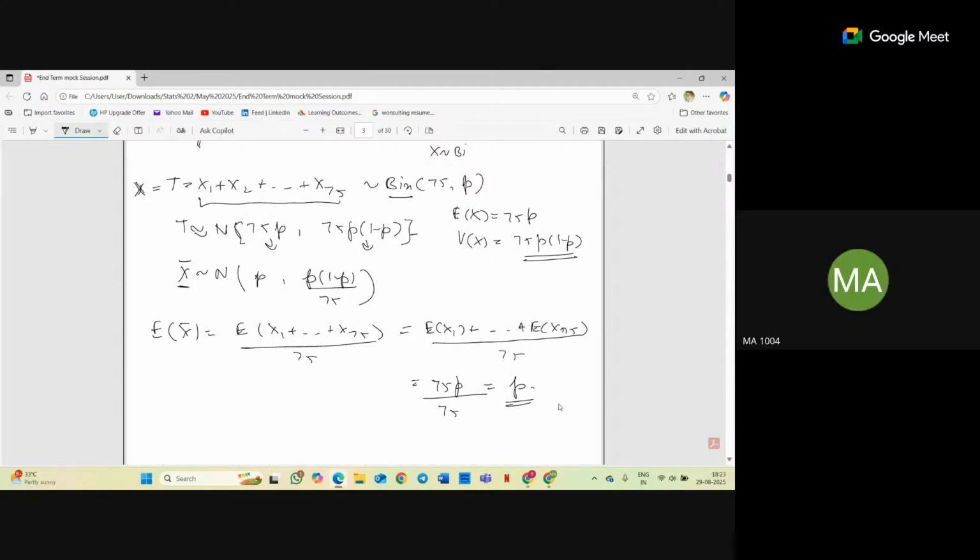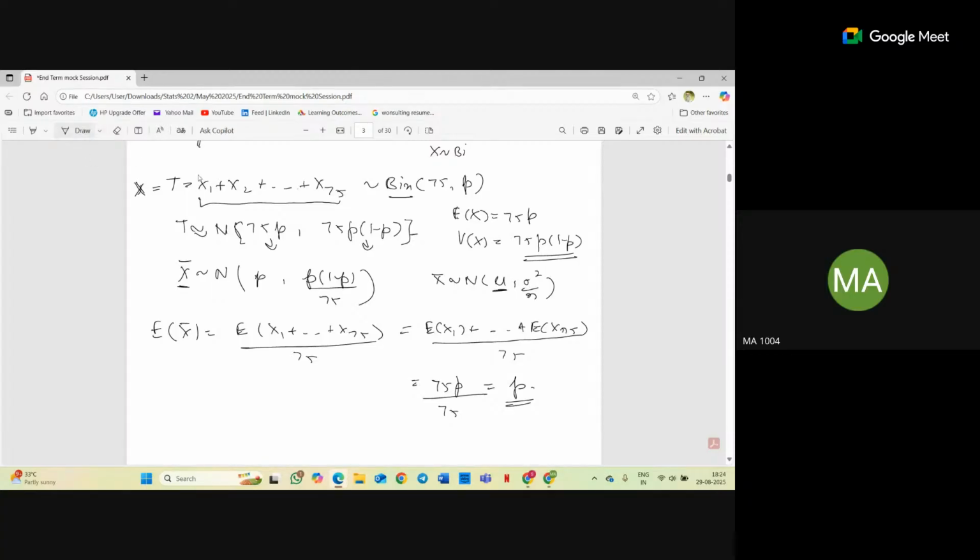This is the expectation of the sample mean, and then the variance of the sample mean. We learned it in week 3 or week 4. If you remember, the sample mean will be following what? Normal distribution with mu comma sigma square by n, right? So this is the same thing. For each of the x's, my mu is what? P, and sigma square will be what?